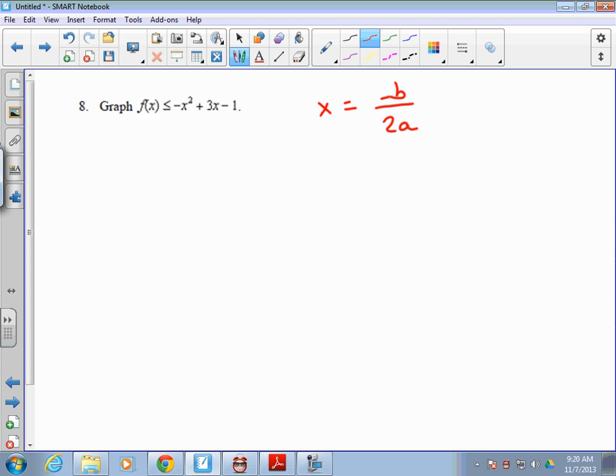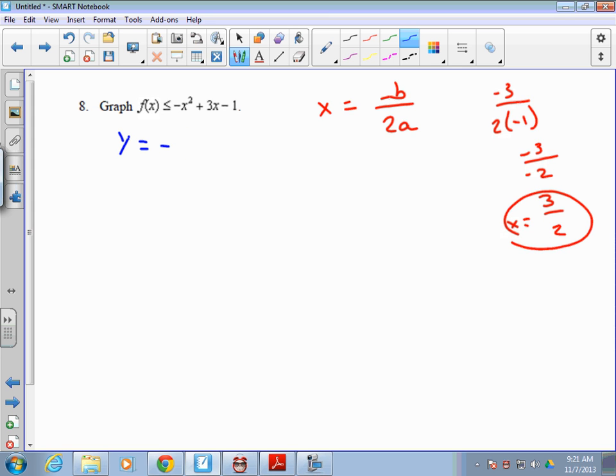But if it had a 1 coefficient for x squared, it'd be a whole lot faster to move it to vertex form. So negative b is negative 3 over 2a, 2 times negative 1. So negative 3 over negative 2 is positive 3 over 2. That is your x value. From there, you can find your y value if you use this one as y equals instead of less than or equal to. Negative x's value is 3 over 2 squared plus 3 times 3 over 2, because that's what we just found out is x.